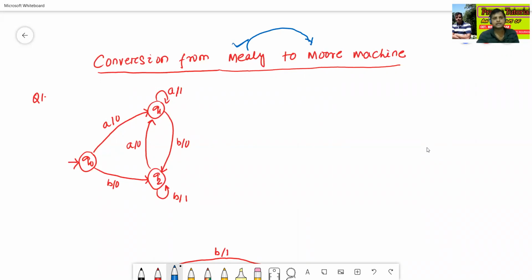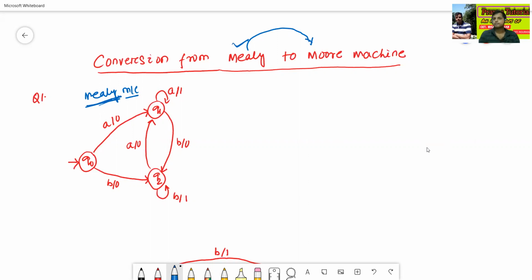Here, one Mealy machine is given. Now we'll construct the equivalent Moore machine. So how to convert? See here. First, if a Mealy machine is given, how to construct the Moore machine?